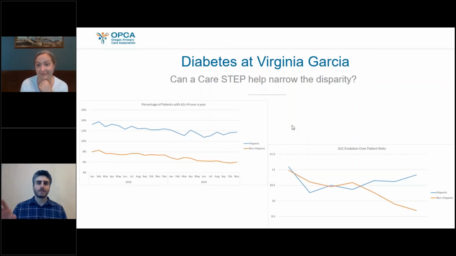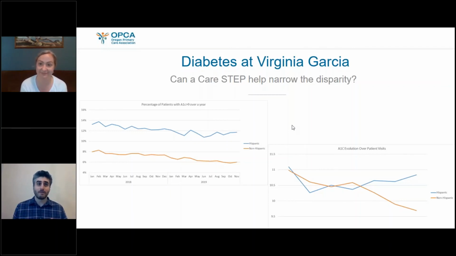What's exciting or more interesting to me is the graph to the right, or my right, and maybe to your left. And this is the A1C evolution over a patient's visit. So these are two different populations receiving the exact same service at our site in Virginia Garcia. Once the A1C control process was established with a non-Hispanic patient, you start seeing the drop. Actually, quite the opposite happened with the Hispanic patient. You actually started to see it creep up a bit.